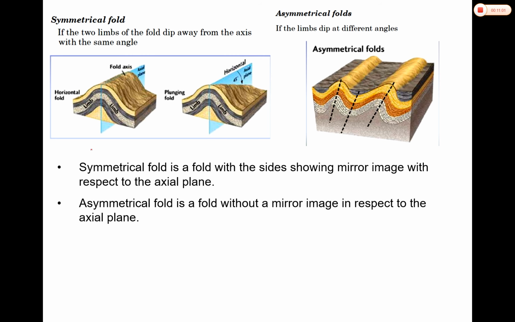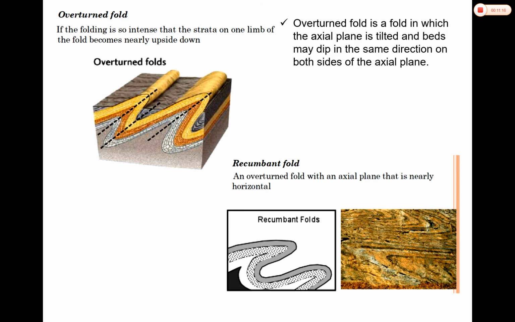If symmetrical, obviously symmetry mirror, and the opposite of that is asymmetrical. We can see here when it is cut, we know it is not symmetrical. Alright, without a mirror image. And then just now we looked at the overturn, and this one is recumbent. Recumbent is nearly horizontal. If we look from the top, or from the side view, we see it almost horizontal.